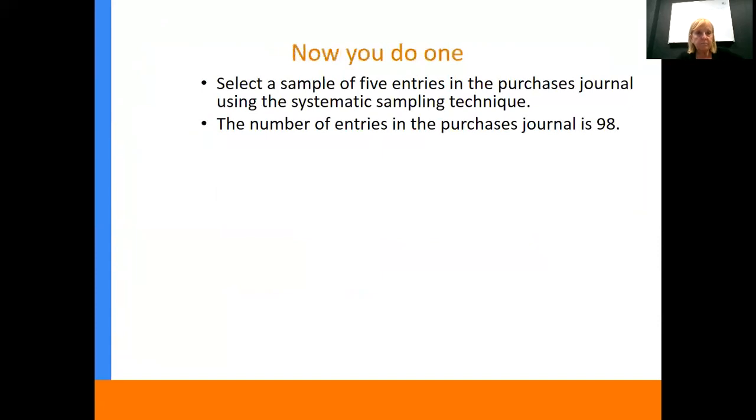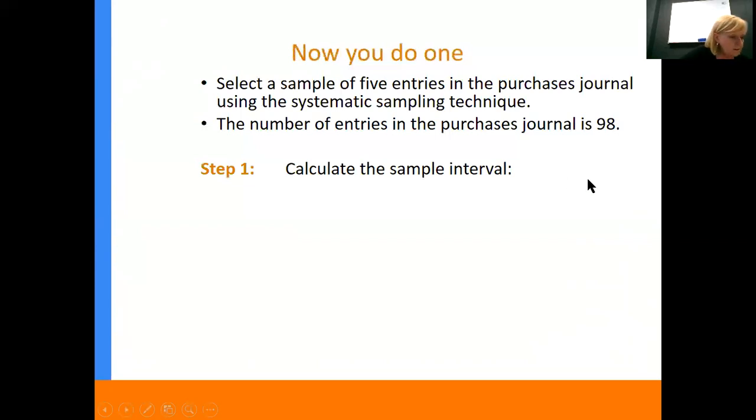Now the next slide, which I won't dwell on, I want you to do it. I'm trying to get through this in 40 minutes so I don't run out of Zoom time. But you need to select a sample of 5 entries in a purchaser's journal using systematic sampling. The number of entries in the purchaser's journal is 98. You need to calculate the sample interval. Oh, hang on, I've got 5 entries. So what is it? 19.6, sorry. 19 point something or other.